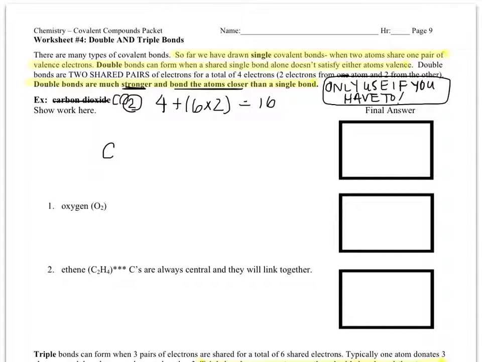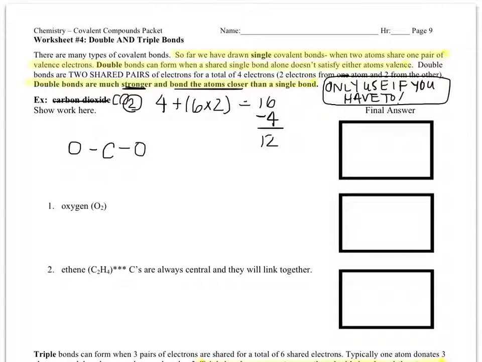Carbon's going to be my central atom because there's only one of them. And I'm going to connect the carbon and the oxygens together with single bonds. Remember, I'm assuming single bonds are going to do the trick. So I've used a total now of 4 electrons because each of those lines represents 2 electrons. So that means that I now have 12 electrons left.